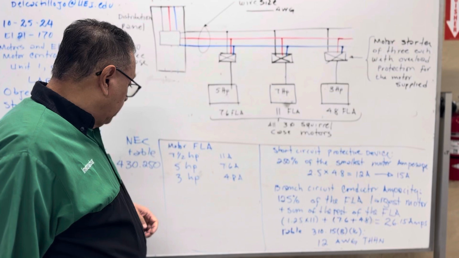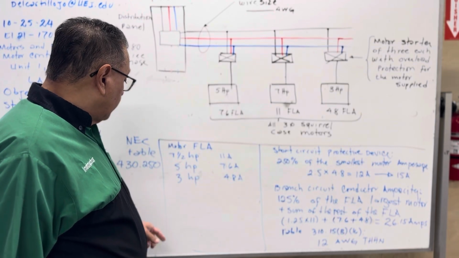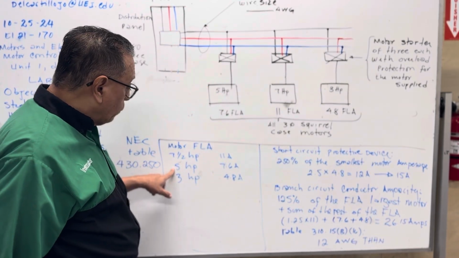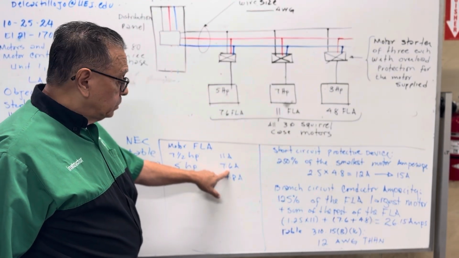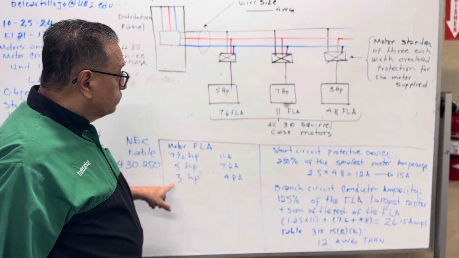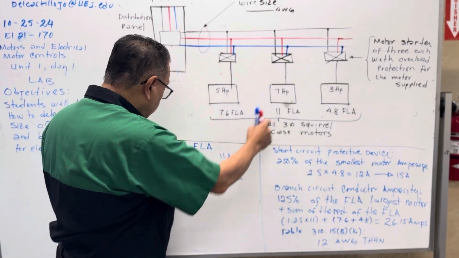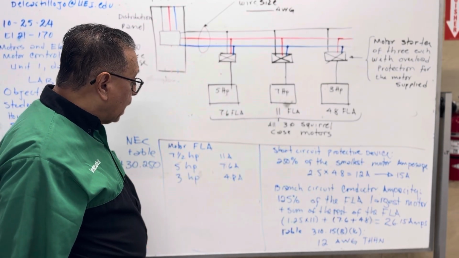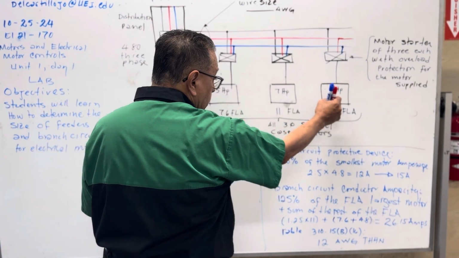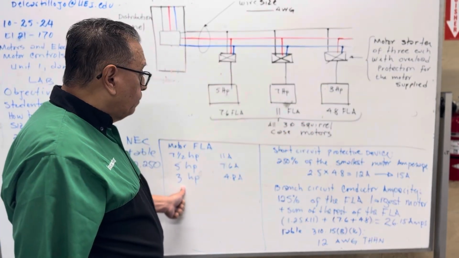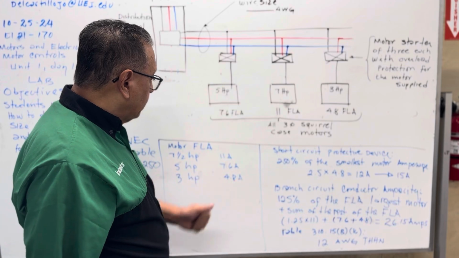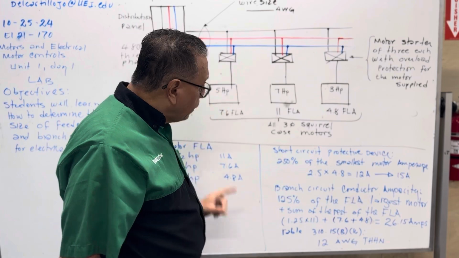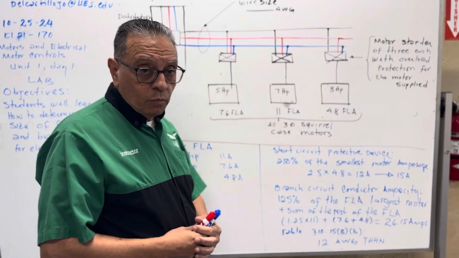According to this table, for the first motor at the left, 5 horsepower, the full load ampacity is 7.6 amps. For the second motor from the left, 7.5 horsepower, the full load ampacity is 11 amps. For the third one, the full load ampacity is 4.8 amps, and we have it here. All of them are three-phase squirrel cage motors.